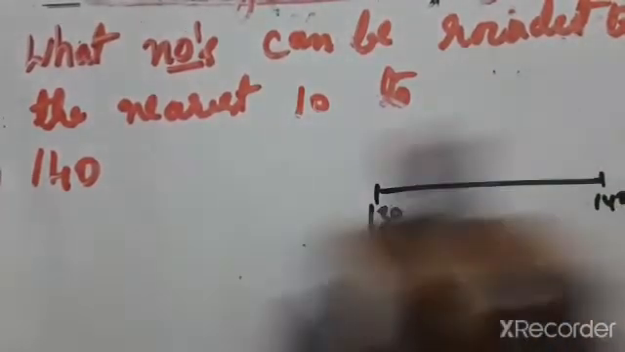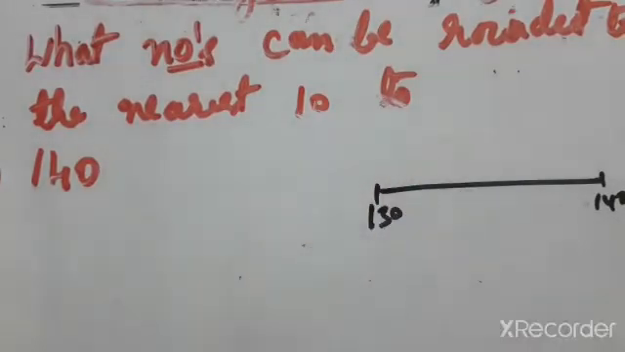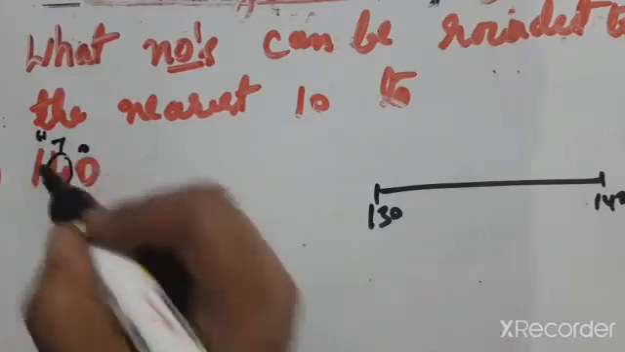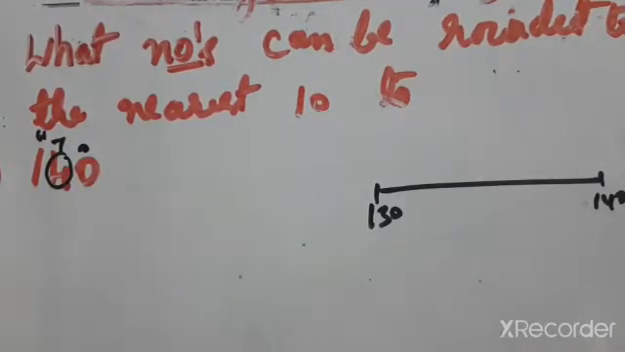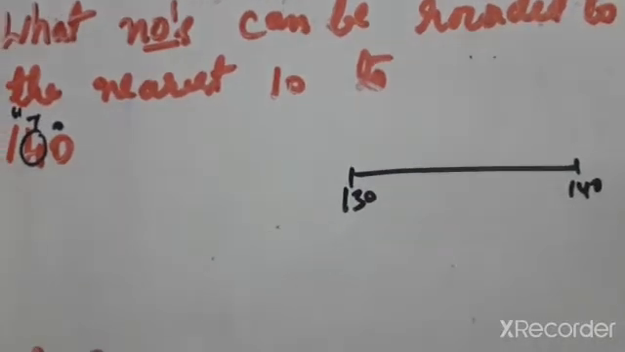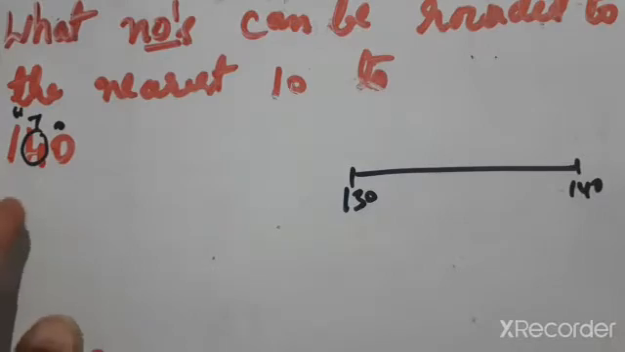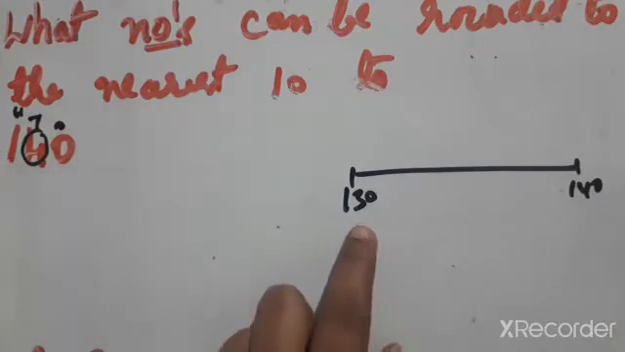What numbers can be rounded to the nearest tens? Tens means ones, tens, 100. Which place are we rounding? Tens place. So numbers between 130 to 140. What number can be rounded to 140 here? So here the rounded number is given. In which numbers can be rounded to 140? Numbers between 130 to 140.